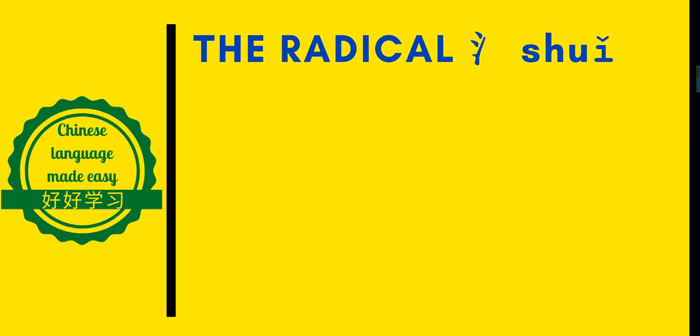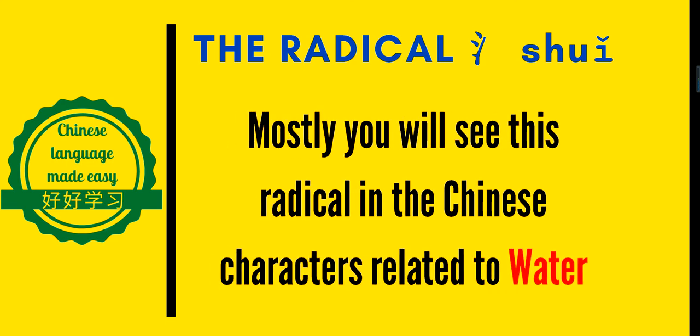This is the radical sign with 2 dots, and then you can see that there is a stroke. So it is known as 氵. It is a radical sign used for water in the Chinese language. I'll give you a little explanation about it. Whenever you see this radical sign, mostly you will see it in Chinese characters related to water. It will give you the meaning of something related to water.